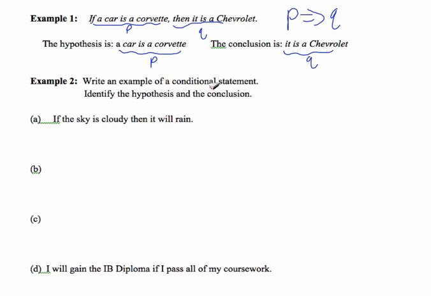Write an example of a conditional statement, and identify the hypothesis and conclusion. So here, if the sky is cloudy, then it will rain. This is your hypothesis, and this is your conclusion. You would call this P and this Q. You could say P implies Q is the statement.